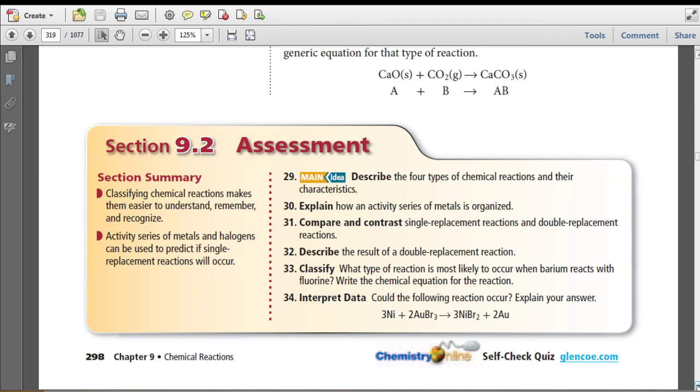Section summary of 9.2. Classifying chemical reactions makes them easier to understand, remember, and recognize. Activity series of metals and halogens can be used to predict whether single replacement reactions will occur.